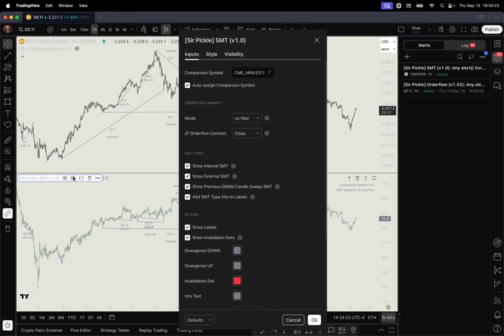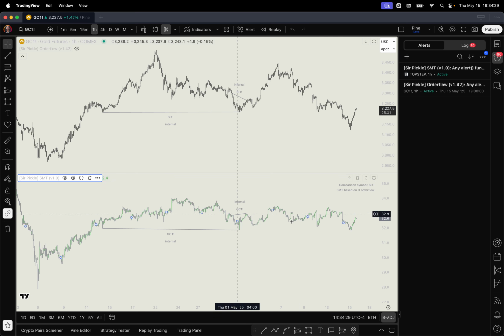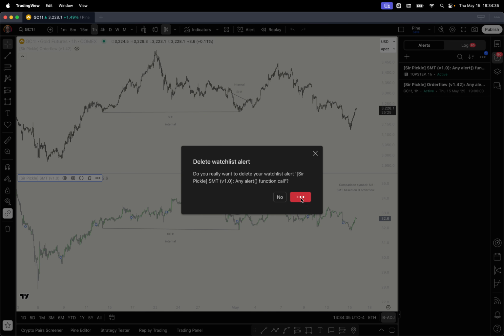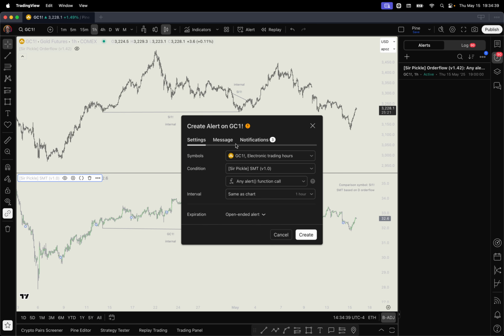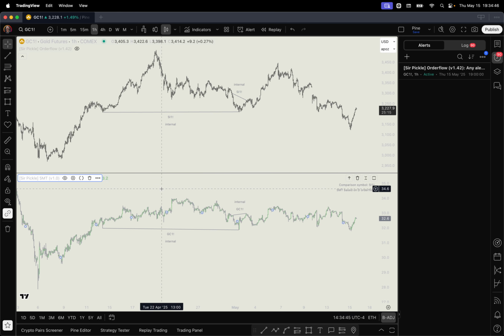So let's say we only want to see these SMT types, click OK. Once the chart is updated, the alert will still have all 3 SMT types. So you have to remove this alert, very important, and then set it up again. You click on the 3 dots, select the watch list and say create. Then you have the new settings.